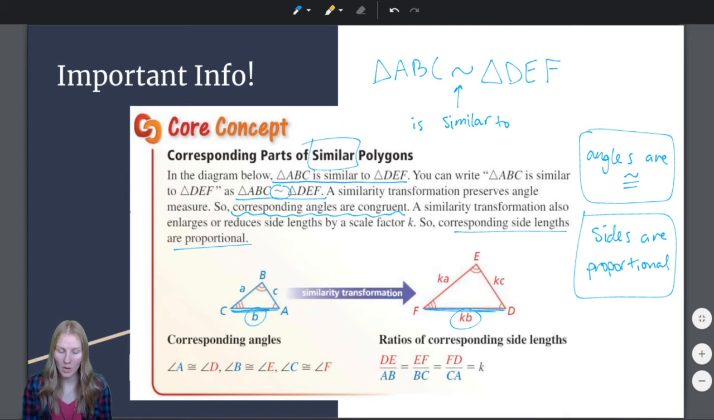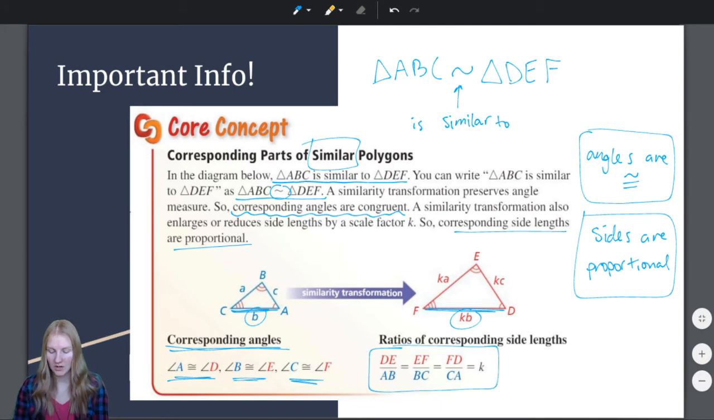All right, so a little recap. Corresponding angles should be the same. They will be congruent. But the side lengths will all be proportional to the scale factor. So the ratios of side lengths will give you the scale factor, and all of those ratios should be equal to one another.